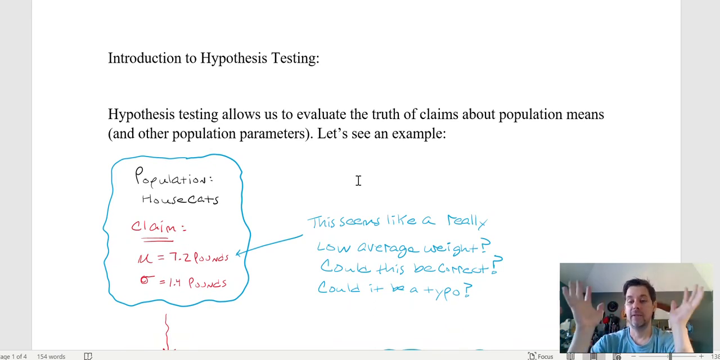Now, I want to frame the problem that we're going to try to solve with hypothesis testing before I get into the details of how it's done.